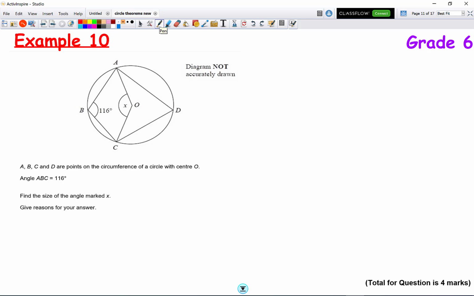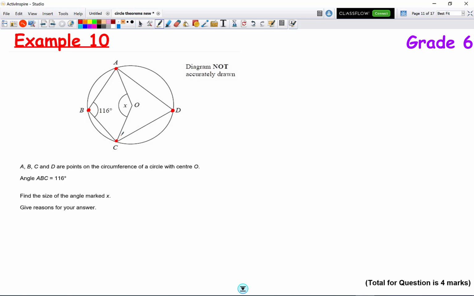So, for example, if we take this quadrilateral here, B, A, D, and C are all corners of a cyclic quadrilateral, and it's a cyclic quadrilateral because they all touch the circle. And this circle theorem says that the opposite angles of a cyclic quadrilateral add up to 180 degrees.